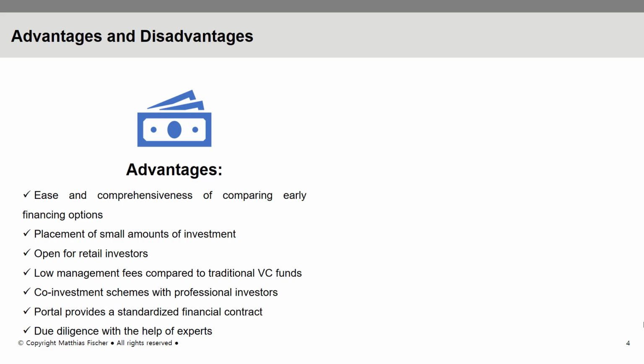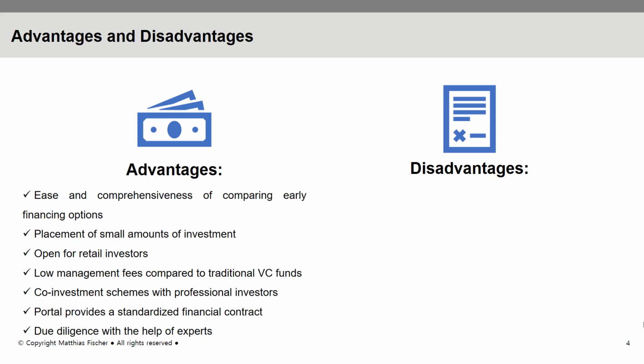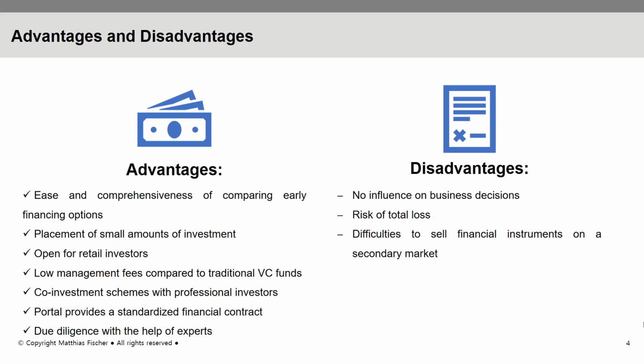However, there are also some disadvantages. Due to financial instruments structured as mezzanine capital, investors have no influence on the company's business decisions. Through the direct or indirect investment options, the investors may be affected by the insolvency of the startup and suffer a total loss of their investment. Furthermore, it is difficult to sell the financial instruments on a secondary market, as these investments may be unattractive for many other investors.